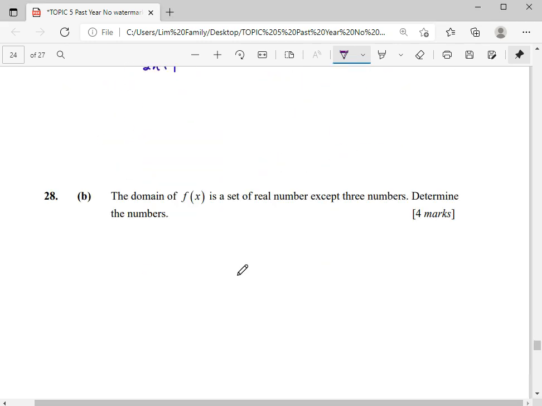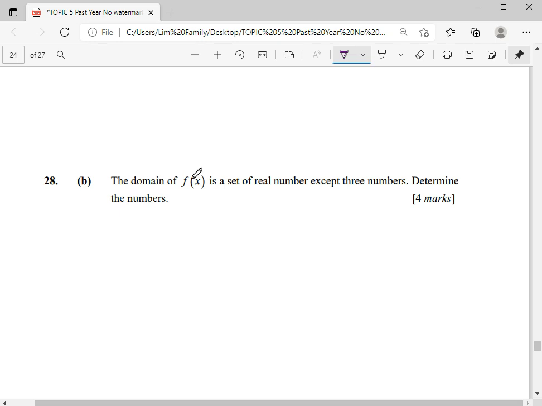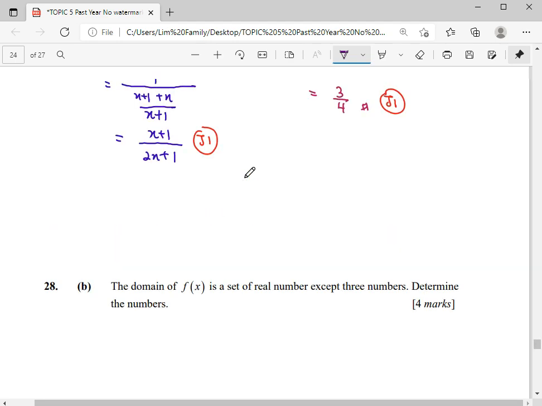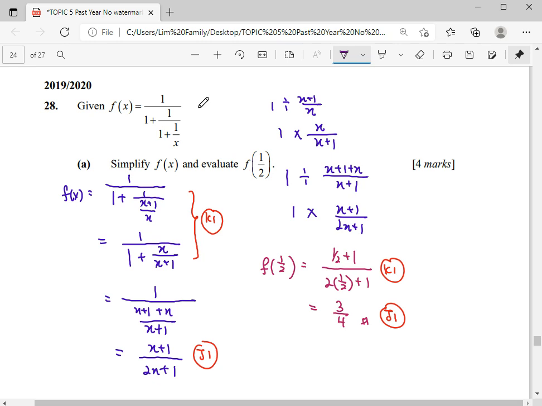For question B, they say, please find the domain of f(x). The domain of f(x) is the set of real numbers except 3 numbers. So we need to find out what the 3 numbers are. Then we should go back to the original fraction here. For a rational function, we always remember the denominator cannot be 0. So we can see how many fractions there are here. Here a fraction, then another fraction, and so on. We can see three types of different fractions.